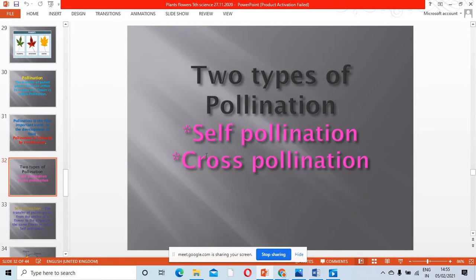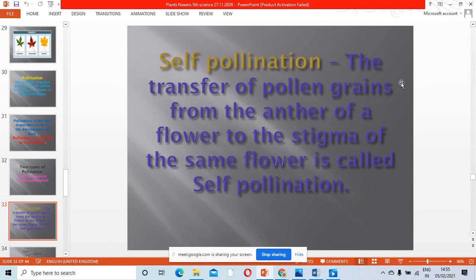What do we understand by self? Self is something on its own, right? Self. And cross is between two things. Now let's see the slide in detail. Self pollination is the transfer of pollen grains from the anther of a flower to the stigma of the same flower. The flower contains both the anther and the stigma. In the same flower, the pollen grains are transferred from the anther to the stigma. This is self-pollination. It is happening inside the same flower.